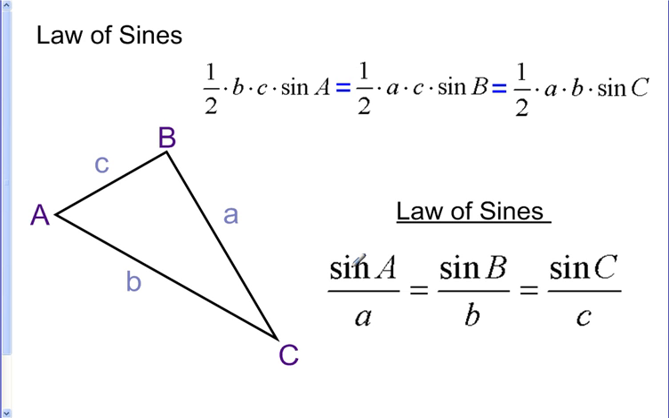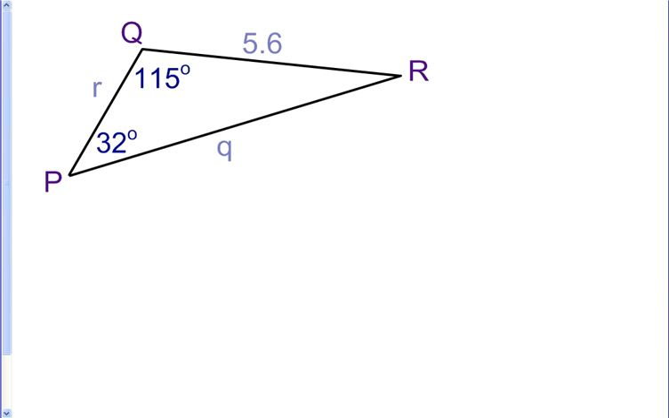So the law of sines is, if you take the sine of an angle over the opposite side, that equals the sine of any other angle over its opposite side. So what? How can we use that? Make sure you get this copied down if you're taking notes, and then let's run through an example together. Let's draw out triangle PQR, where angle P is 32 degrees, angle Q is 115 degrees, and then side p is 5.6 units. The idea here is we're just going to solve the triangle.